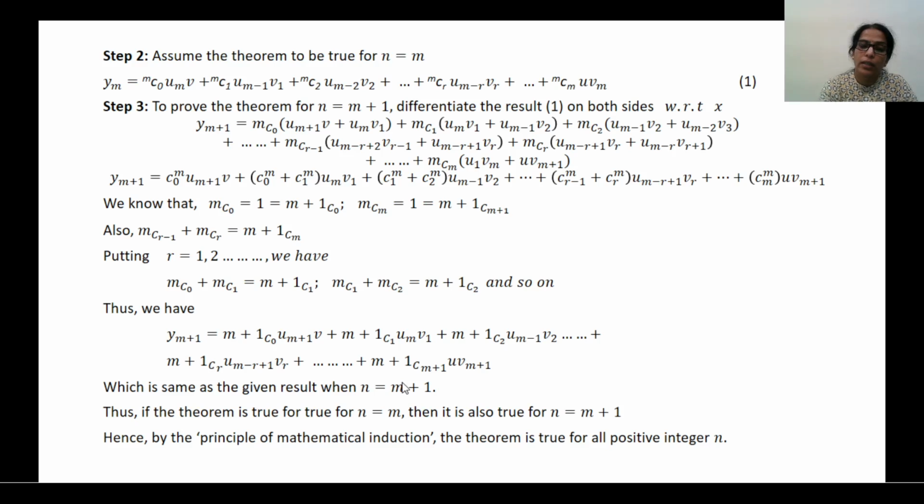Okay, wherever n is there in the theorem, that is replaced by m plus 1. That means we have proved that it is true for n equal to m plus 1. Thus, the theorem is true for all values of n. Hence, by mathematical induction, we have proved the Leibniz theorem.